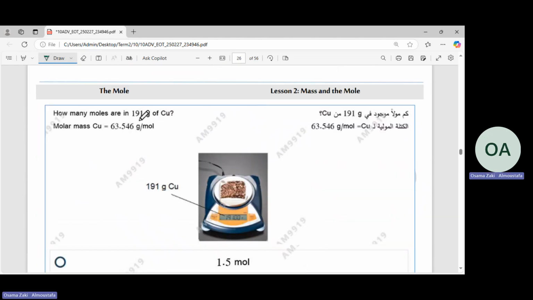Okay. Here, how many moles? But we have here the grams. So how to convert from gram to mole? From mass to mole. 191 gram times 1 mole over the grams here. What's the gram here? 63.546 gram. You can cancel the grams to get the answer, but you can use the calculator to find the answer.